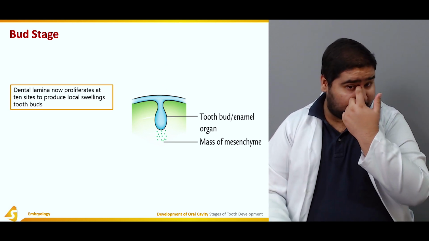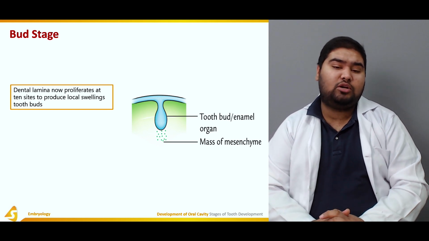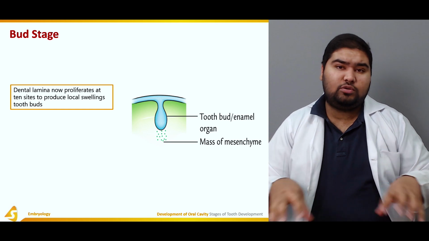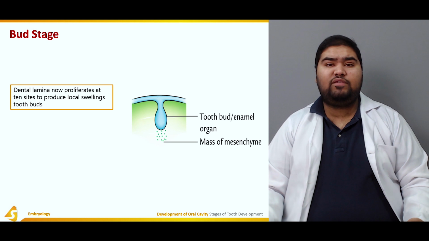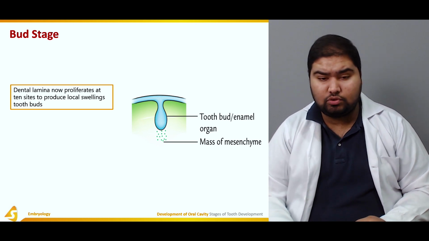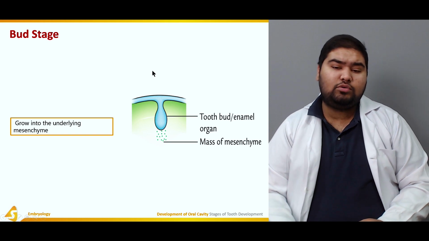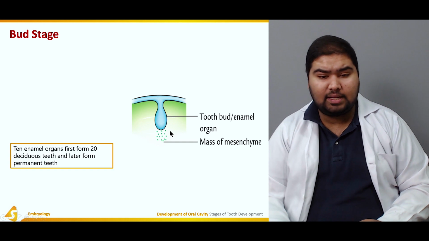So the dental lamina now proliferates at 10 sites to produce local swellings which are known as tooth buds. These local swellings grow into the underlying mesenchyme. Here you can see they're growing into the underlying mesenchyme.